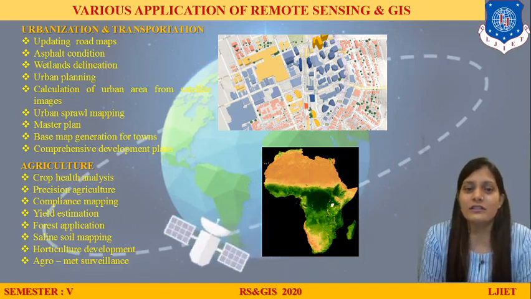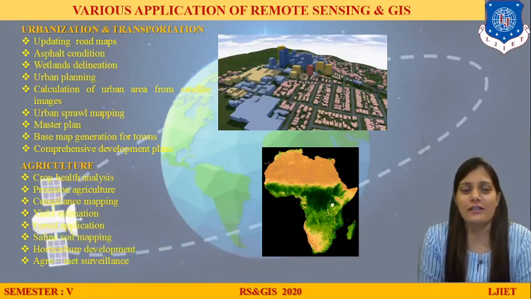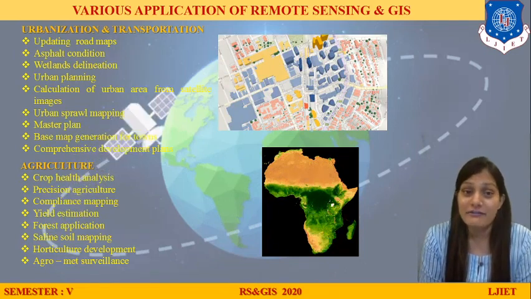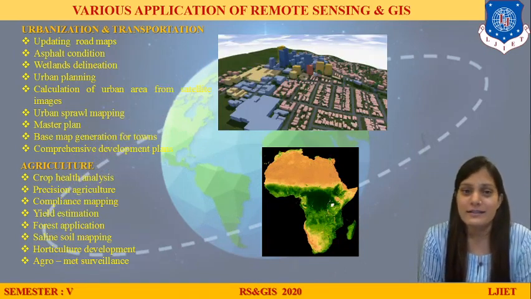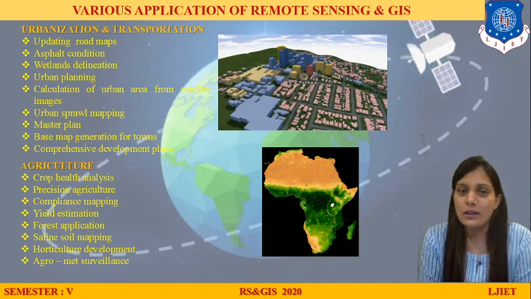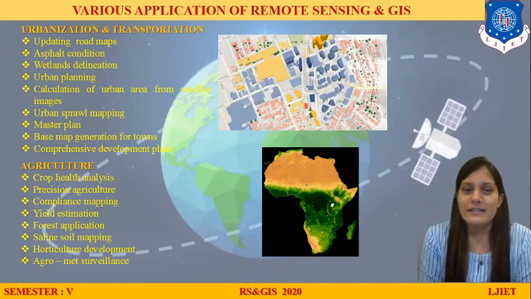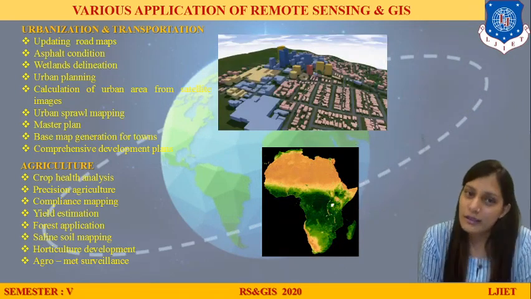Now looking further, you can see I have shown here the application in agriculture. Yes, the very first application we did of remote sensing was in the agriculture sector, because we all know that India depends mostly on agriculture, right?